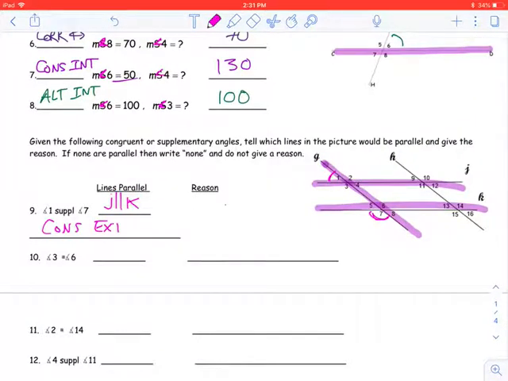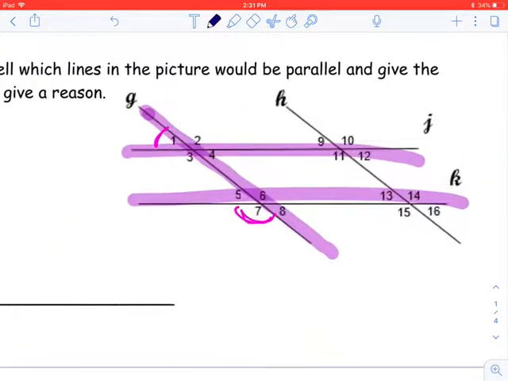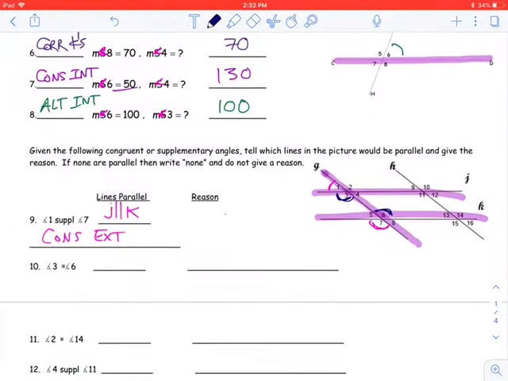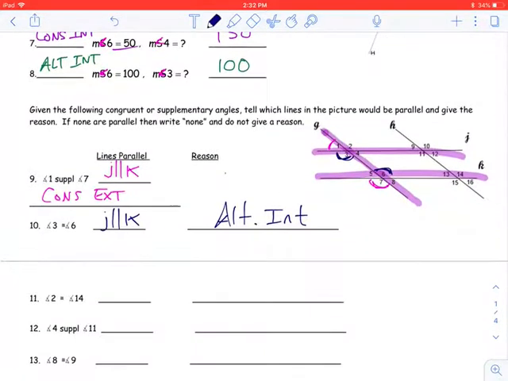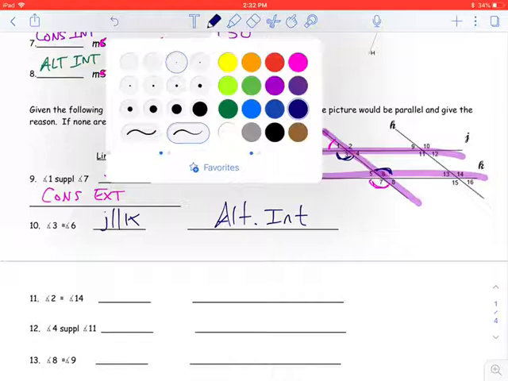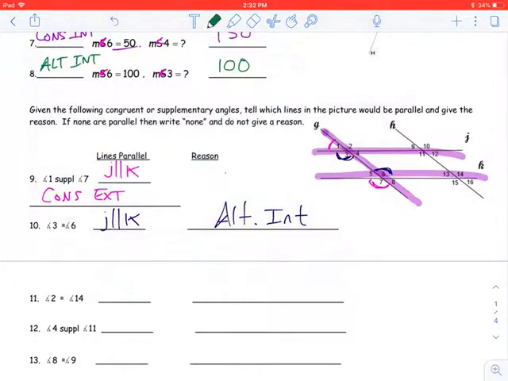and those two have a relationship of consecutive exterior. Okay? And same thing on number 10. Number 10 says 3 and 6. We've got the same transversal, which means we have the same parallel lines. So J is parallel to K again, but this time it's alternate interior. Okay? Alternate interior.